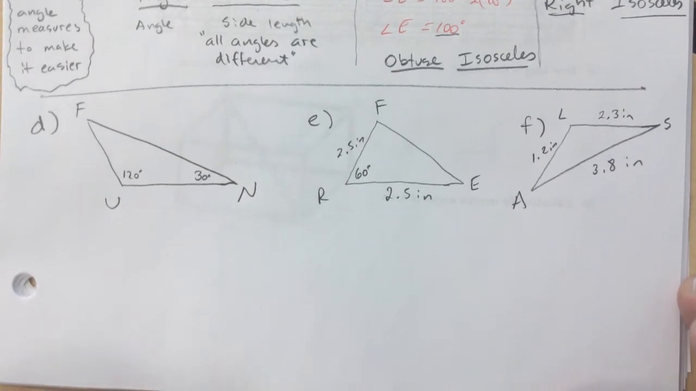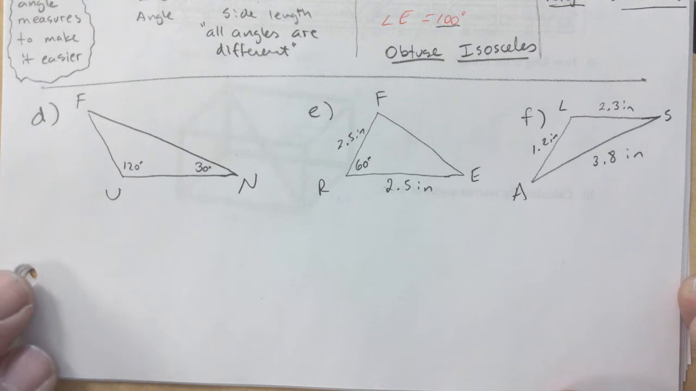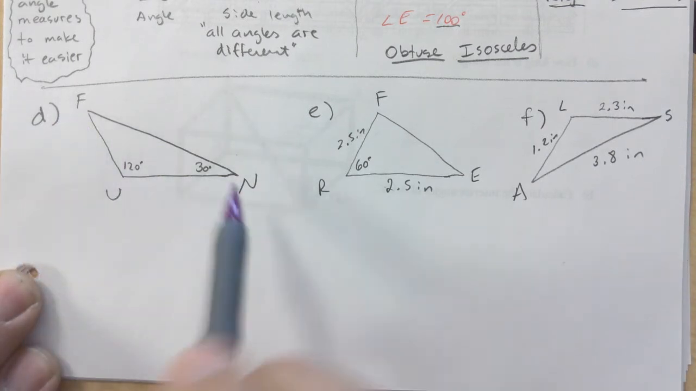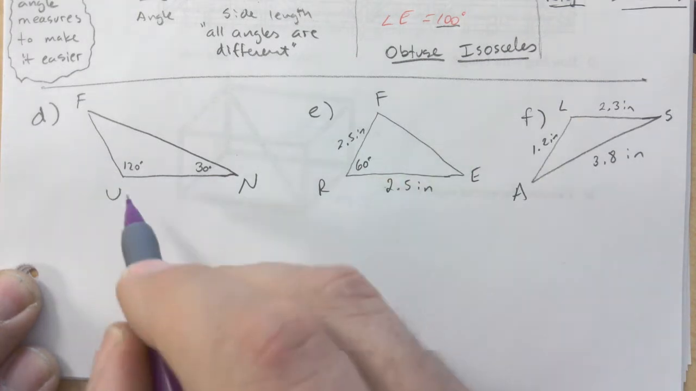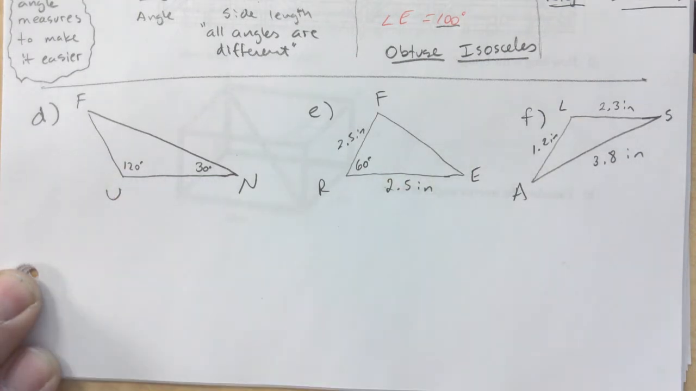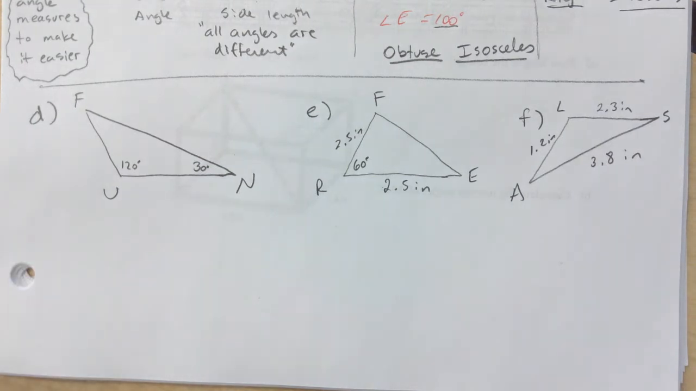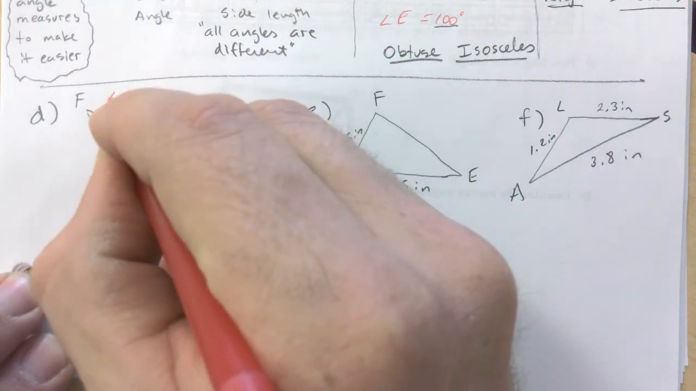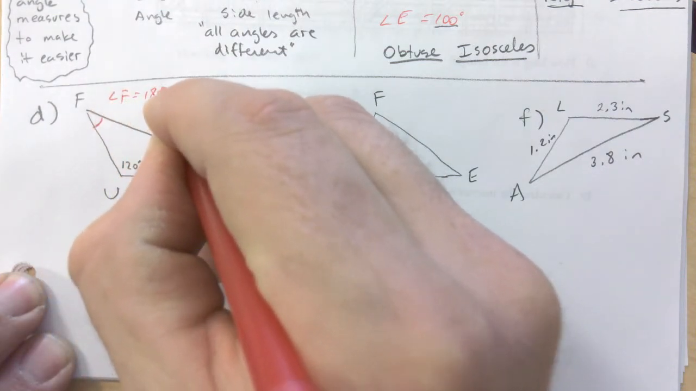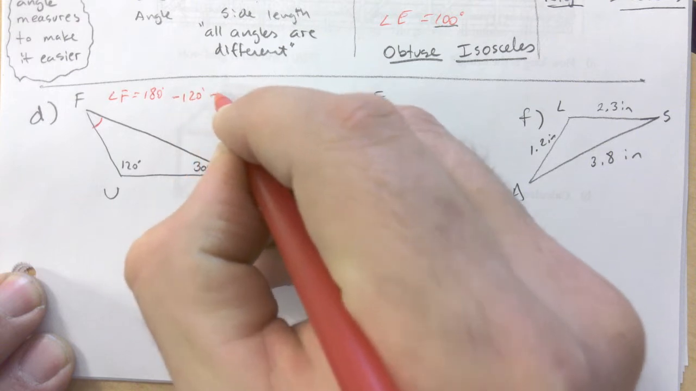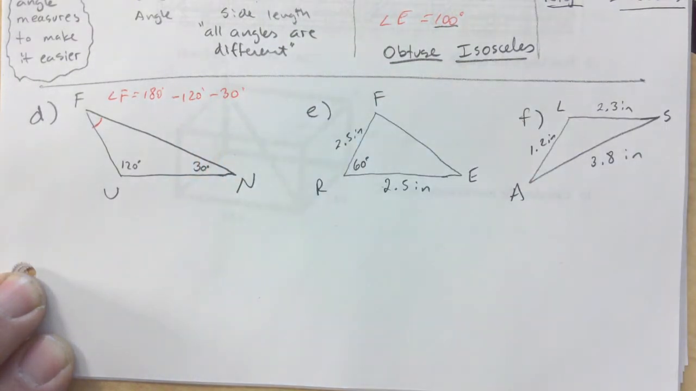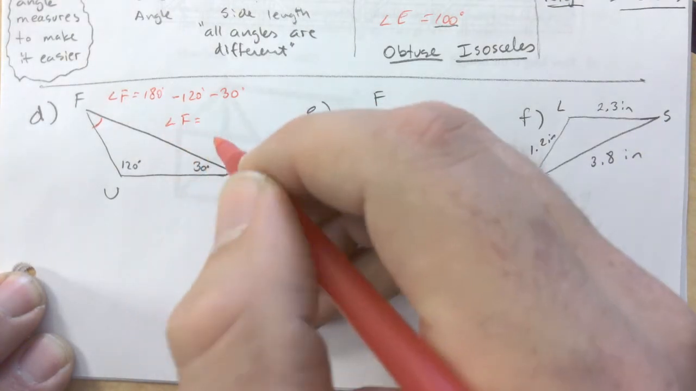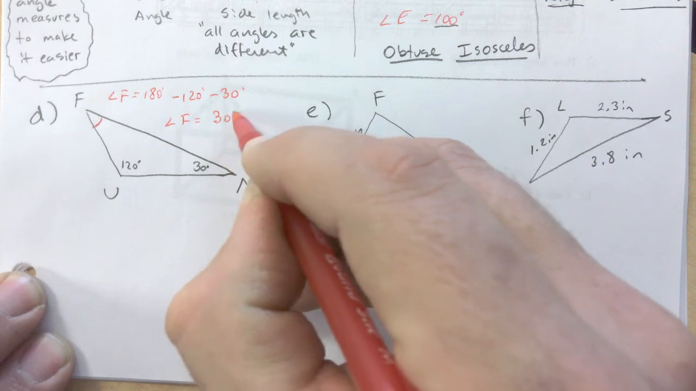Okay, so let's see what we've got here. So we've got triangle fun, right? There we have two angles, 2 out of the 3, so that one should be fairly straightforward. So to find angle F, we would just go 180 minus 120 minus 30. Okay, so there we get that angle F is going to be equal to 30 degrees.